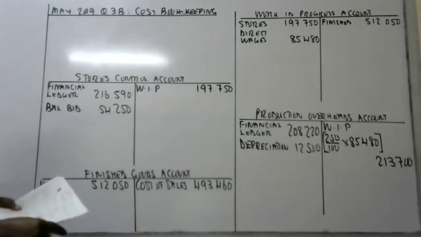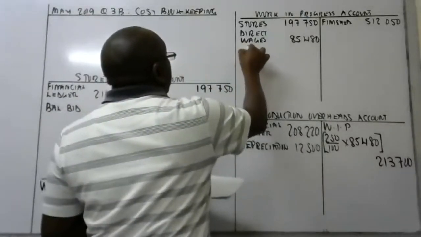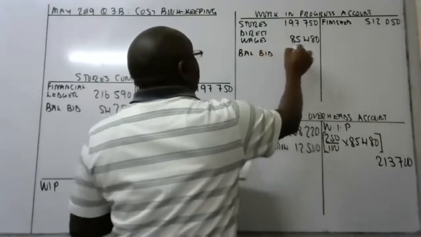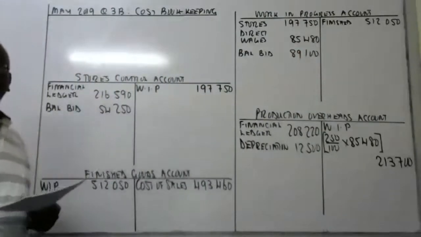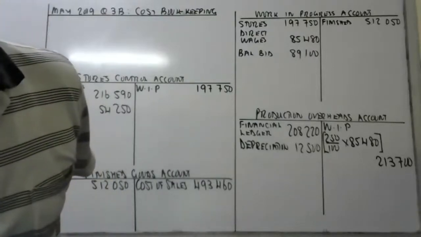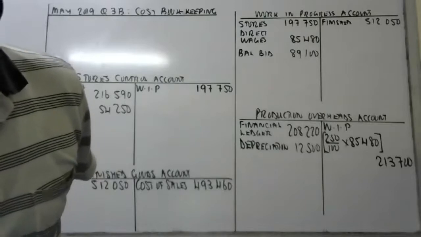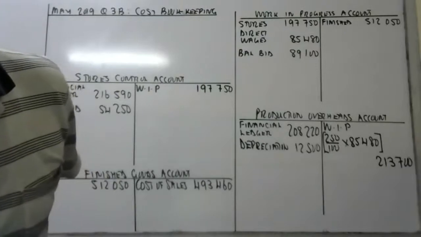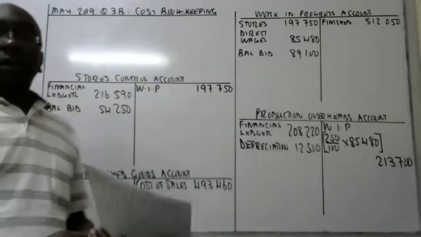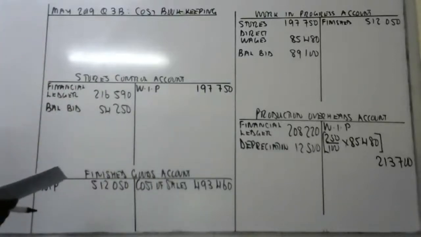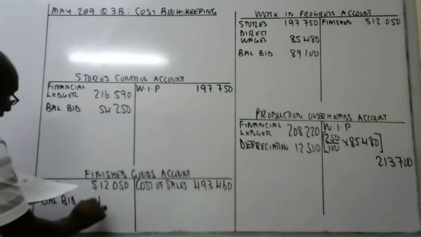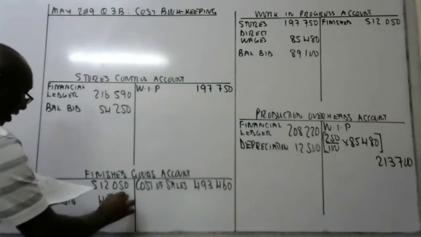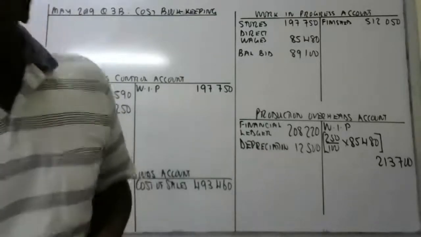For the work in progress, the balance brought down is on this side. Balance brought down, we have 89,100. Then I have the finished goods balance brought down as 42,075.